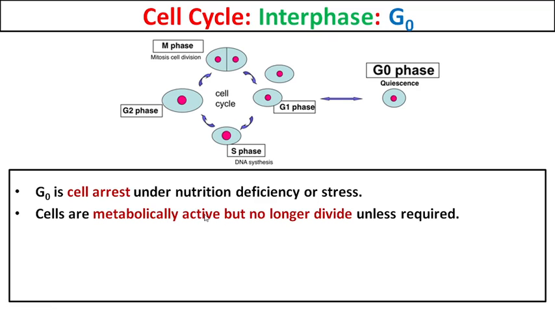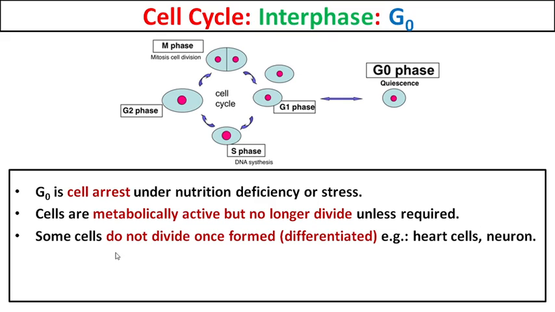Here, the cells are metabolically active. They are alive, but they do not divide, okay? Some cells do not divide at all once formed or differentiated. Fine? Differentiated is when a normal cell divides and takes up some special function. For example, there was a common cell which divided and now it has taken up the function of heart muscle, right? So we can call it a differentiated cell. It is knowing what it is doing, right? Then RBCs can be called differentiated cells, right? So these differentiated cells, once they are formed, they do not divide, like heart cells, like your neurons.